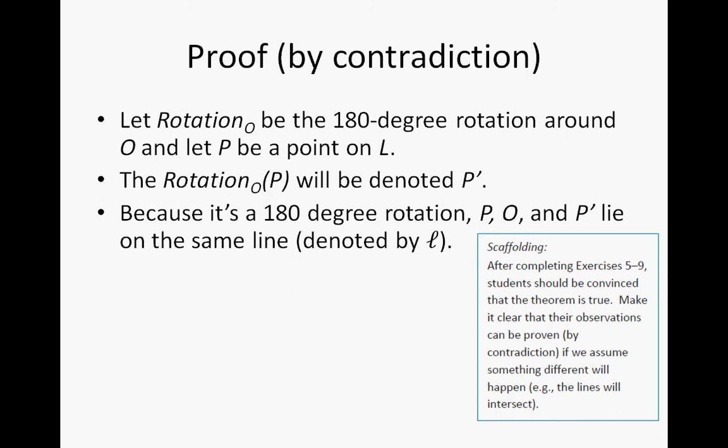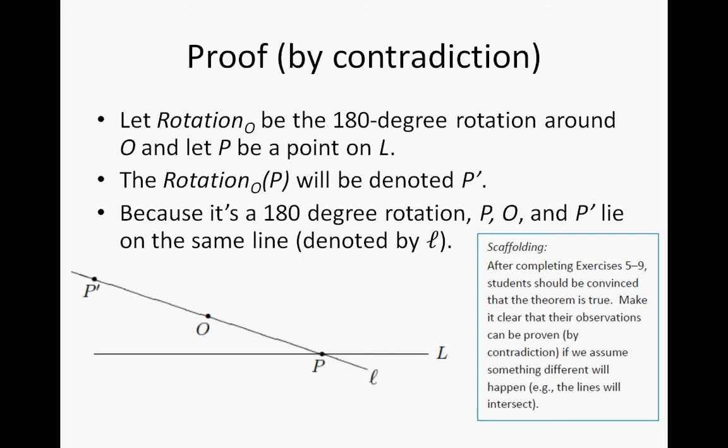So you should know that after completing exercises 5 through 9, you know that this theorem is true. So we can make it clear that our observations can be proven by contradiction. If we assume something different will happen, that means the lines will intersect. So we're going to see if we can try to prove that the lines will intersect, and we're going to end up that we can't do that.